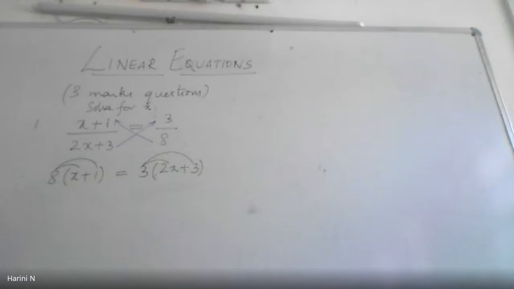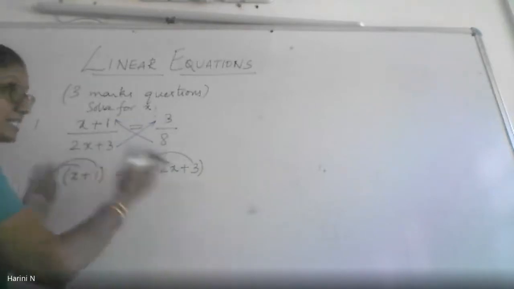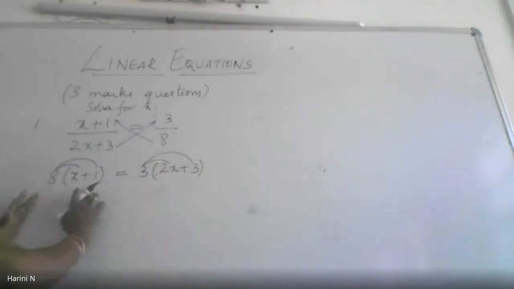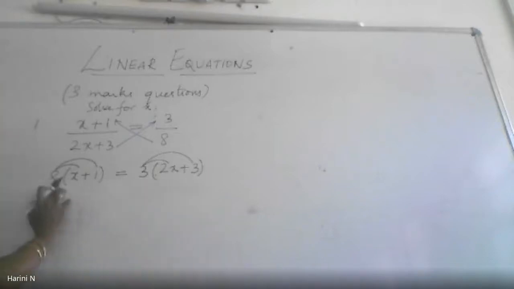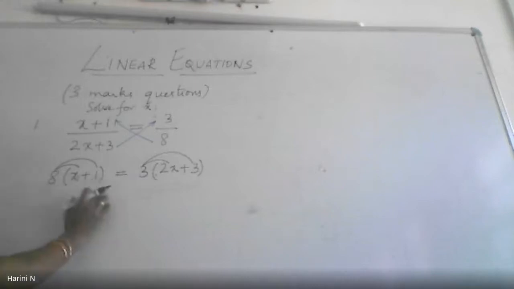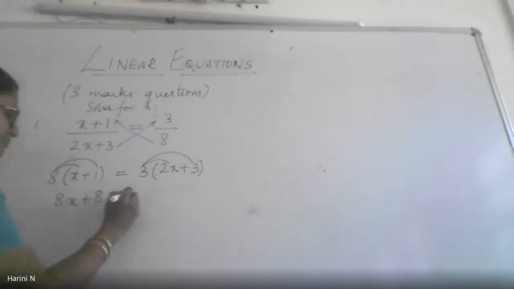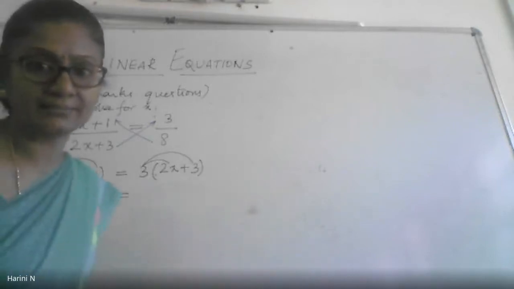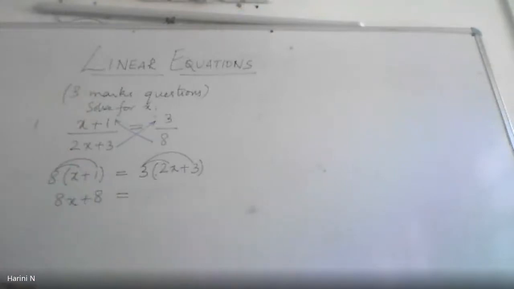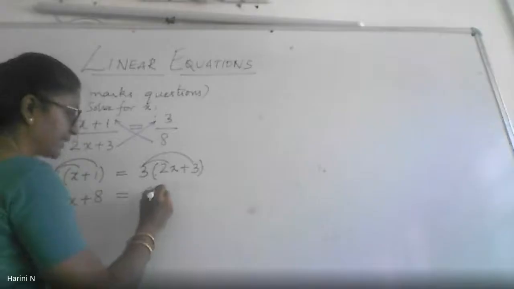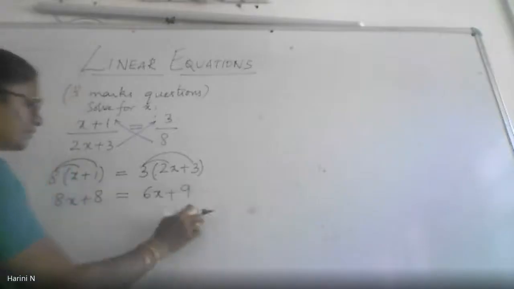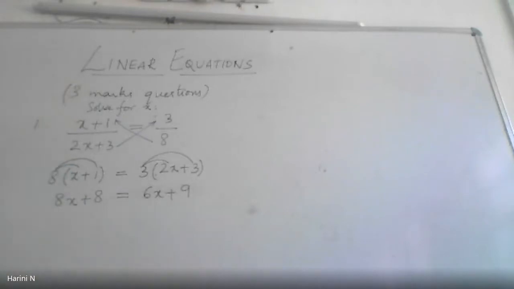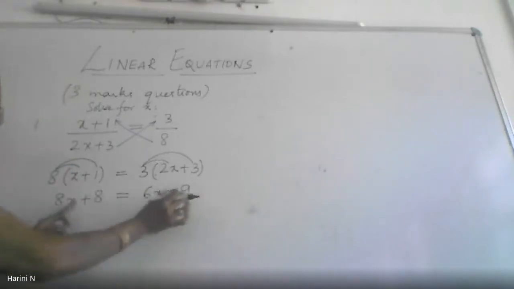Now before you go and transpose the variables and the constants, first we have to remove the bracket. So when you remove the bracket, what you are supposed to do? You are supposed to multiply 8 with x and then 8 with 1. So this becomes 8x plus 8 equals, can you guess what should be the right hand side? Ma'am, 6x plus 9. Yes, 6x plus 9. Now you see it is further simplified into a linear form where you have the variables and the constant.